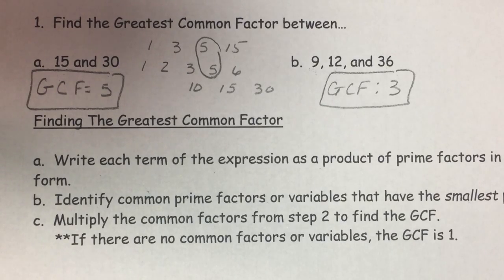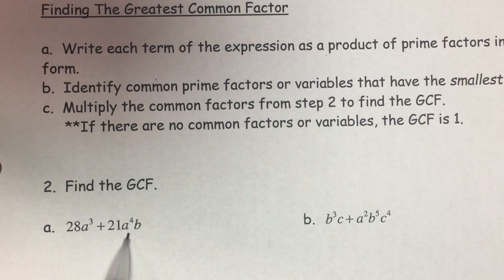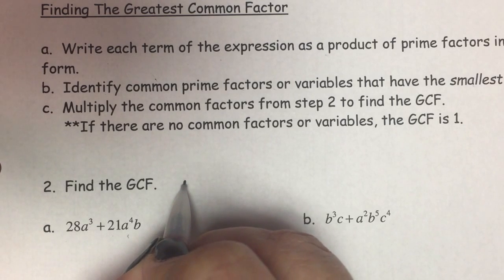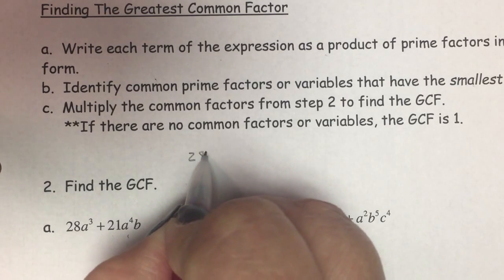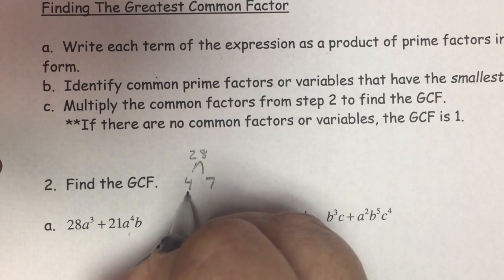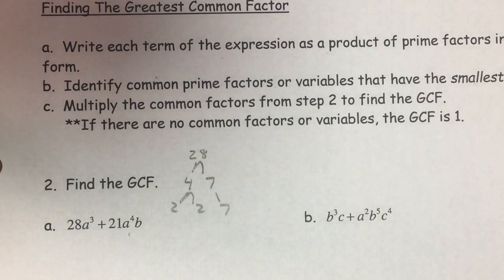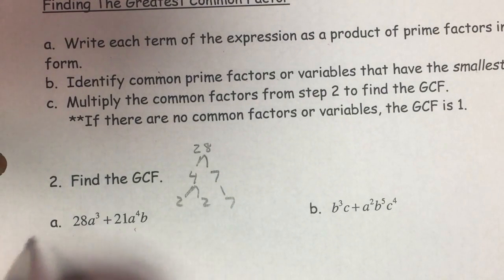So if we wanted to use that method for 28 and 21, now hopefully a lot of these you're going to be able to do in your head. But if we went ahead and did our factor tree for 28, we've done factor trees, so that's 4 times 7. Then, of course, 4 breaks down into 2 and 2. So 28 is 2 squared times 7.